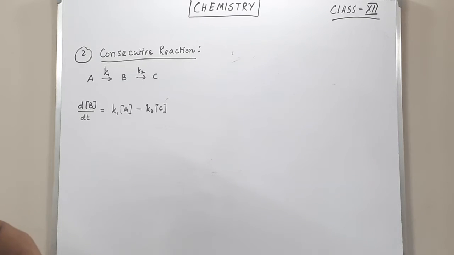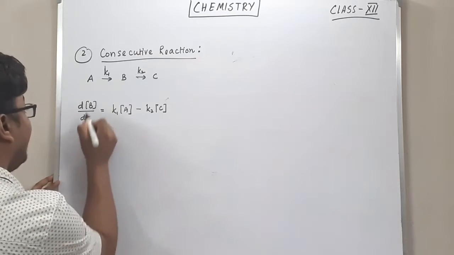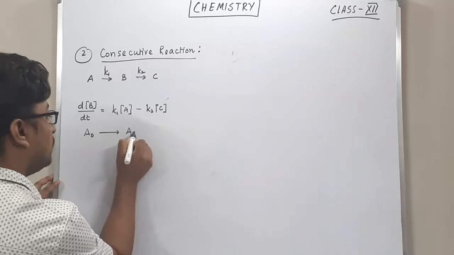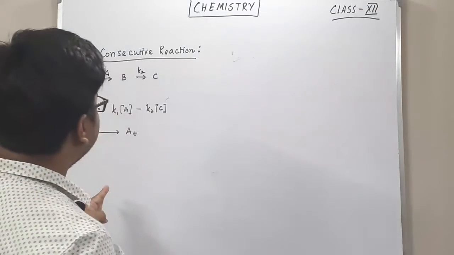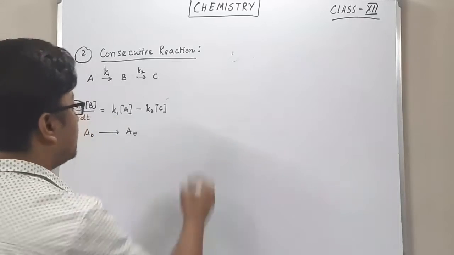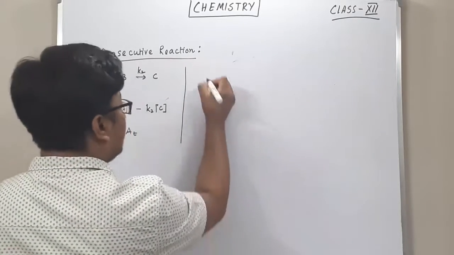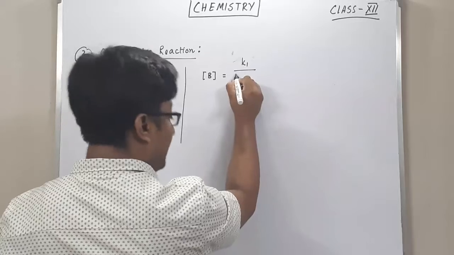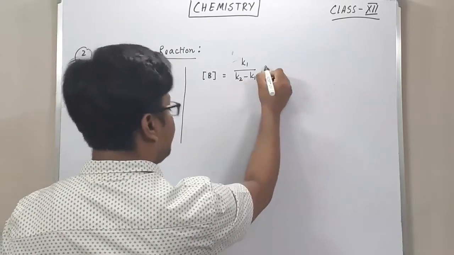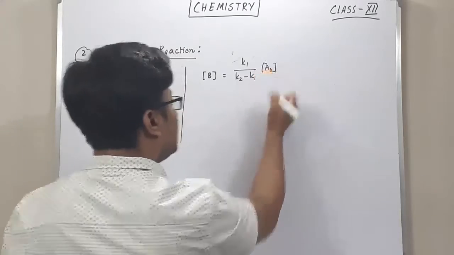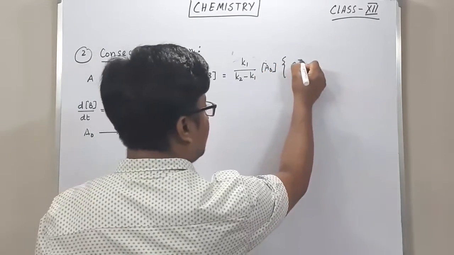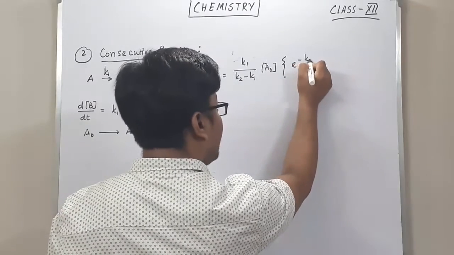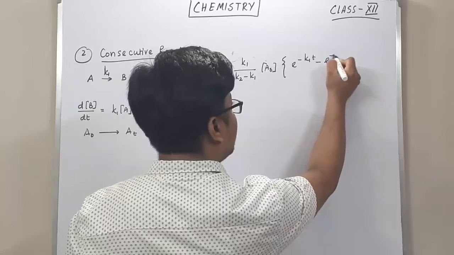Now in this reaction, if you solve and integrate, with the concentration of A changing from A0 to At, the expression you will get for the concentration of B is K1 divided by K2 minus K1, times A0, that is the initial concentration of A, times e to the power minus K1t minus e to the power minus K2t.